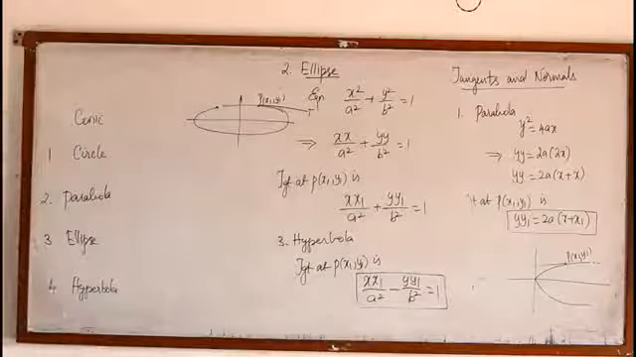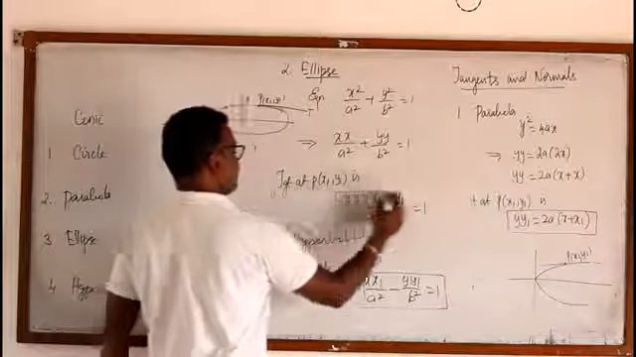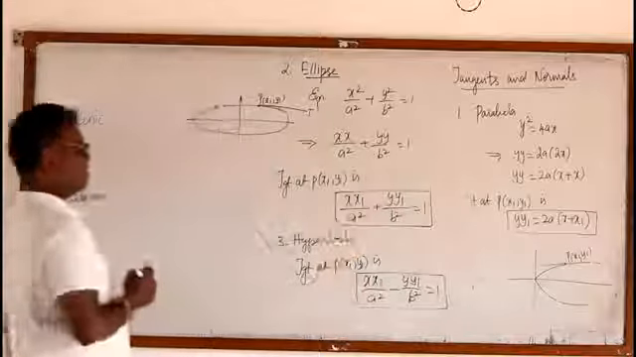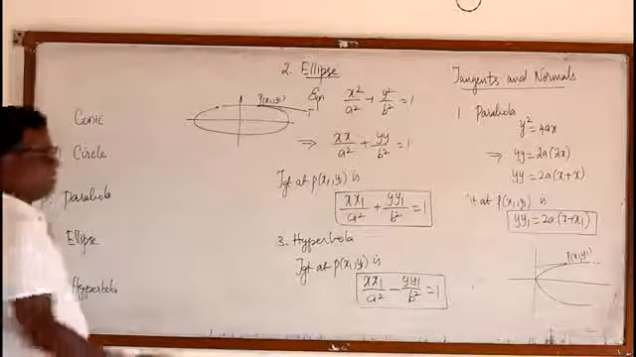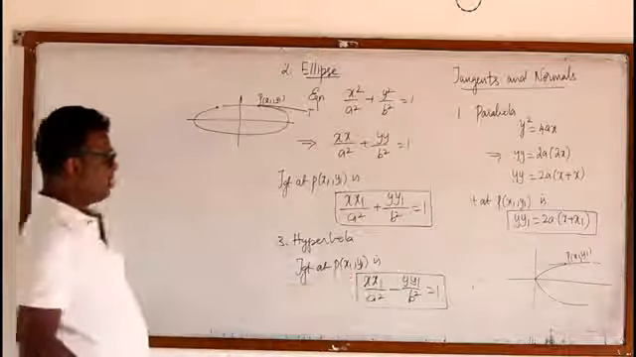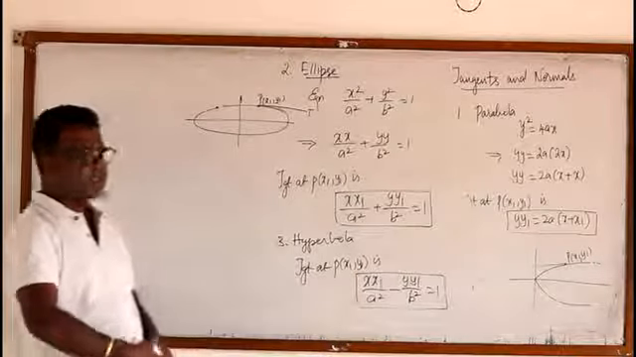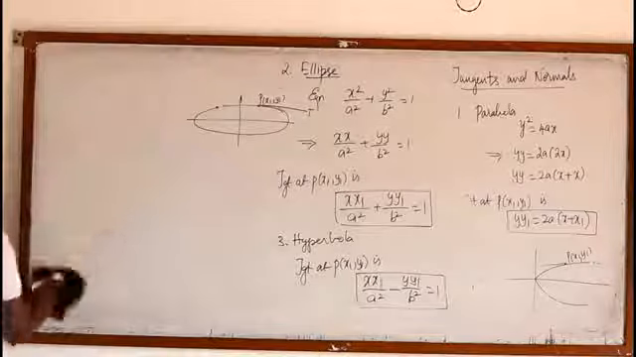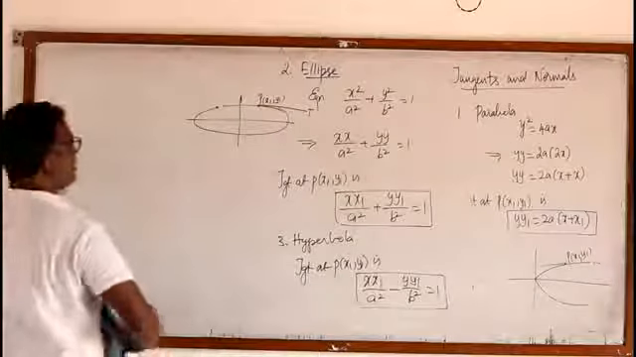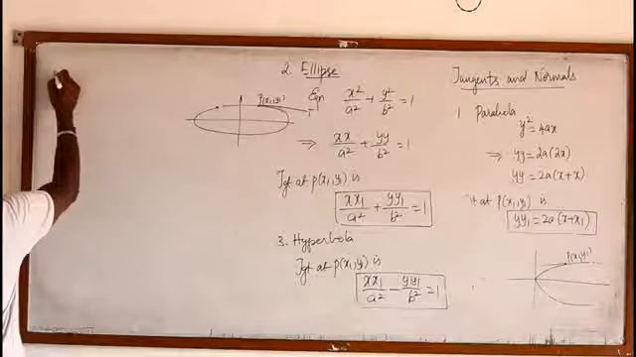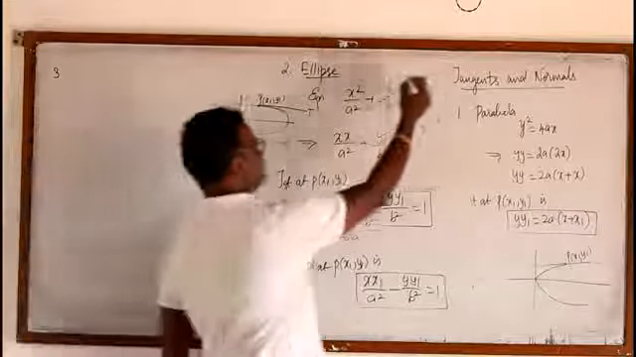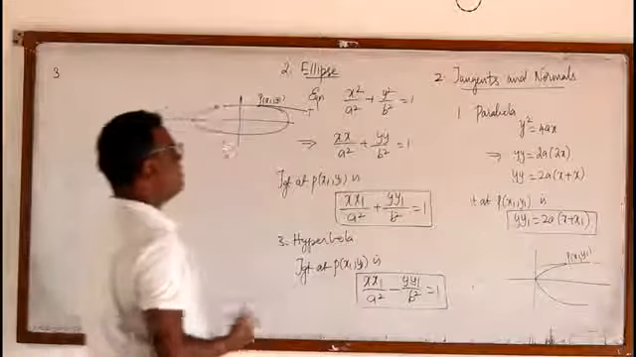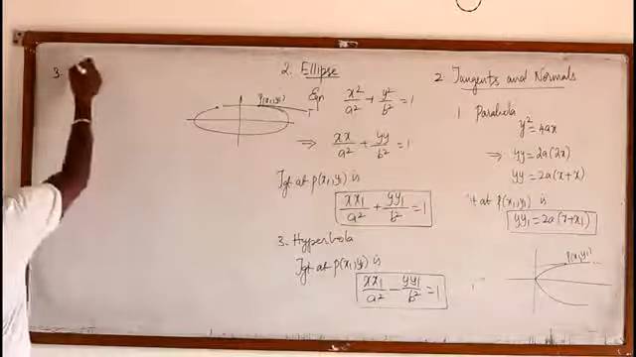So the equation of tangent to an ellipse is xx1 by a square plus yy1 by b square equal to 1. Similarly, the equation of tangent to the hyperbola is xx1 by a square minus yy1 by b square equal to 1. So this is the second part. First one is parametric equation, second one is tangents and normal. Now we shall go for the third one.